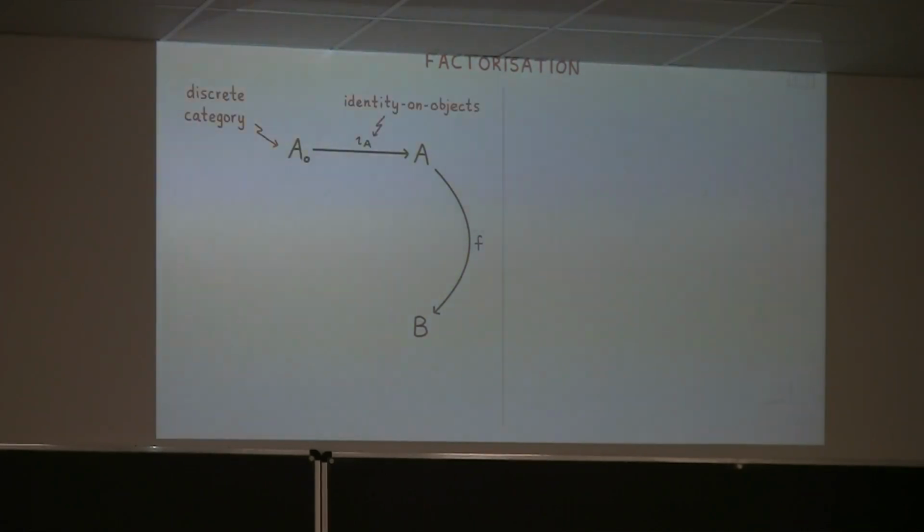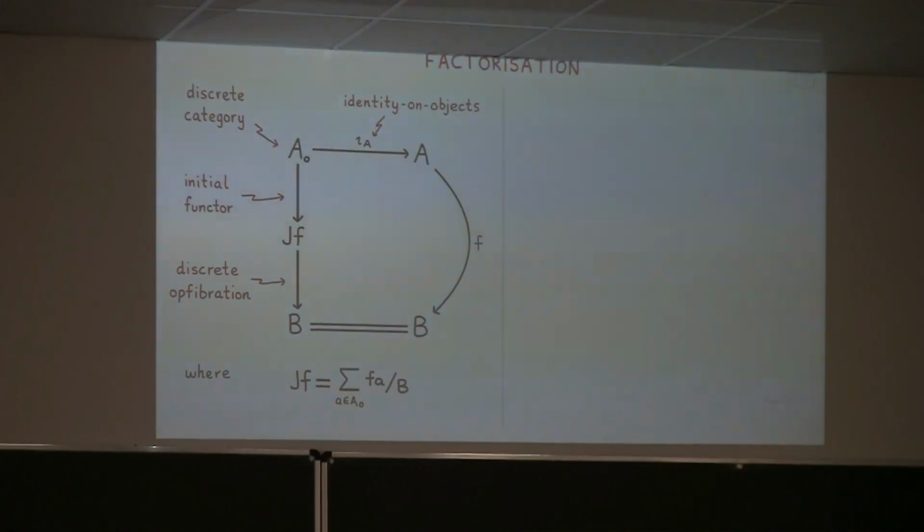Well, take a functor, precompose it with this identical objects functor from the discrete category, look at the composite of that thing, and take its comprehensive factorisation. And then finally, take this push out, and we get exactly what we want.